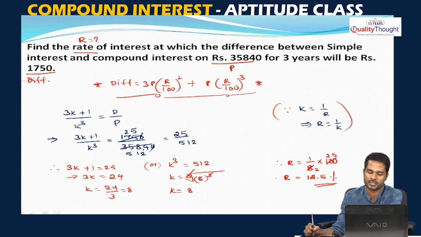But we need the rate of interest. So r is nothing but 1 by k, that is 1 by 8. Converting into percentage, multiply with 100. So 4 2s are 8, 4 25s are 100, 25 by 2 is 12.5 percentage. So the required rate of interest is 12.5 percentage in this case.